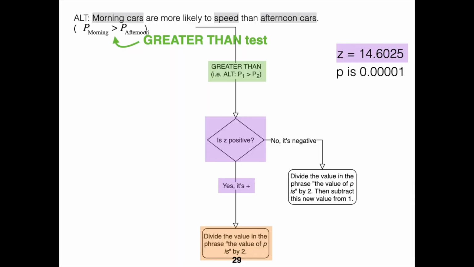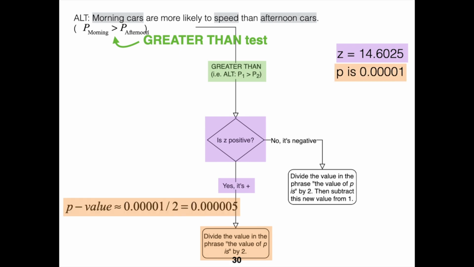So once I'm in this final box, then I can see what I need to do to find the true p-value. And the box tells me that I need to divide the value in the phrase, the value of p is, by 2. So in this case, I take that p number, 0.0001, and I divide it by 2, and I get this new number, which is 0.000005. And that's the true p-value.